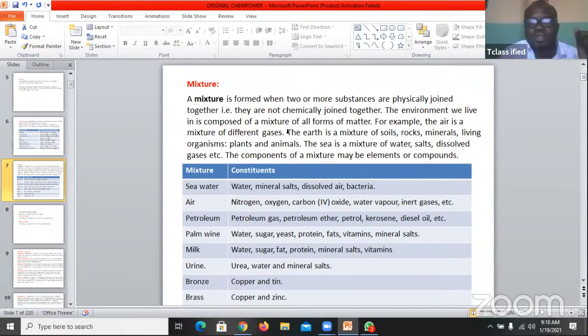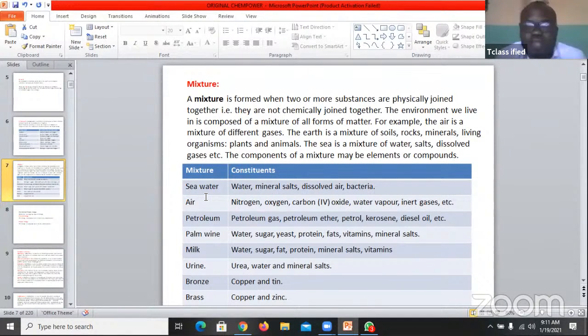So for instance, the air is a mixture of gases. The earth is a mixture of soil, rocks, minerals, living organisms, plants, and animals. The sea is a mixture of water, salts, dissolved gases. So the components of a mixture may be elements or compounds. These are examples of mixtures, like the seawater that contains water, mineral salts, dissolved air, bacteria. The air you breathe in is composed of nitrogen, oxygen, carbon dioxide, water vapor, inert gases.